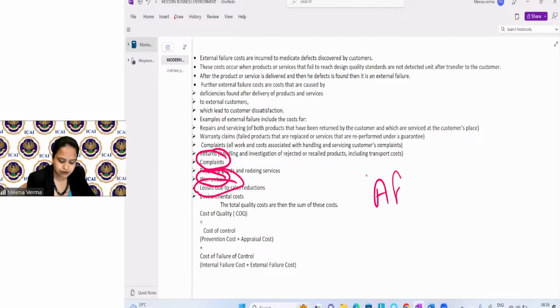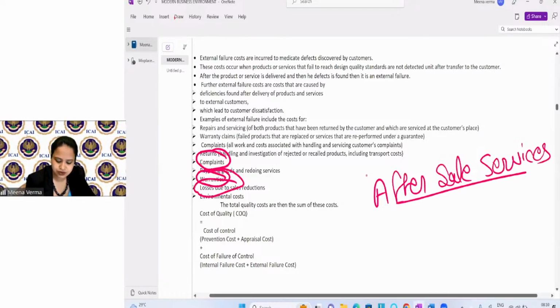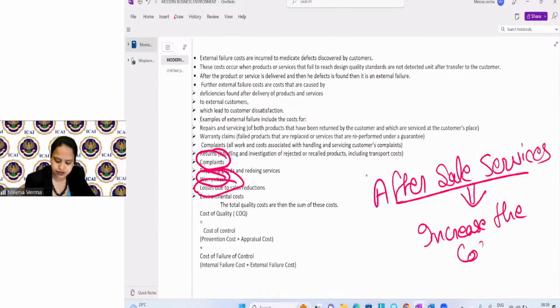Obviously, when you want to give the after sale services, it will increase the cost. It will increase the cost of the company. Okay, so this is how things happen.